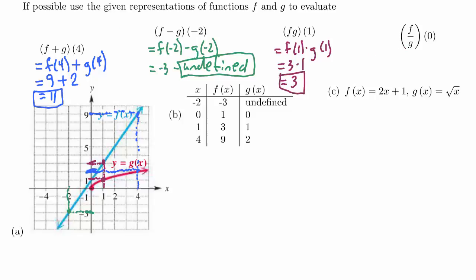And then let's do f divided by g of 0. Well, that's f of 0 divided by g of 0. Well, I start at 0 and I go up to my f function and it crosses right there at 1. So that means that it's 1 divided by g of 0, and g of 0 is defined, but it's 0. So here I'm actually dividing by 0. That's why f divided by g of 0 is undefined.